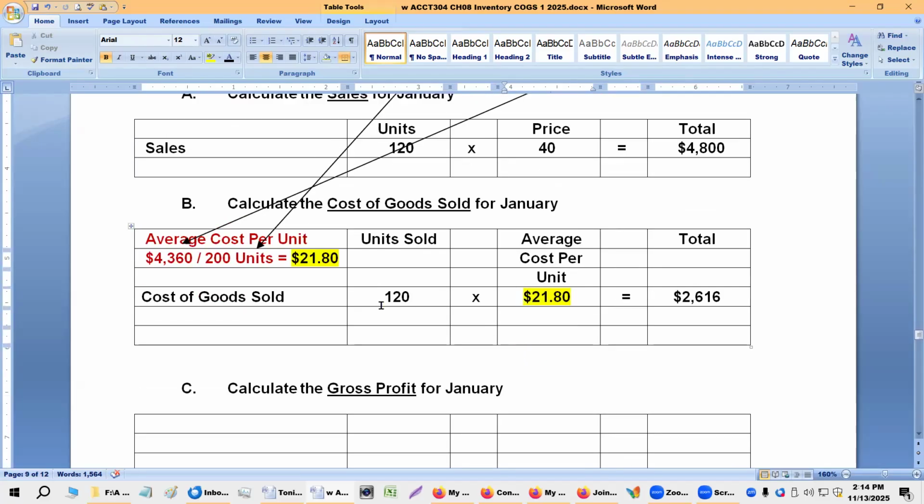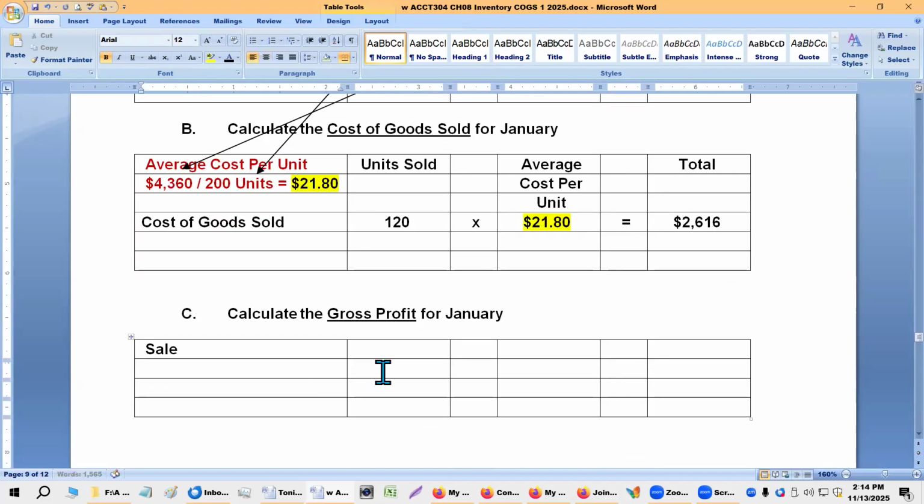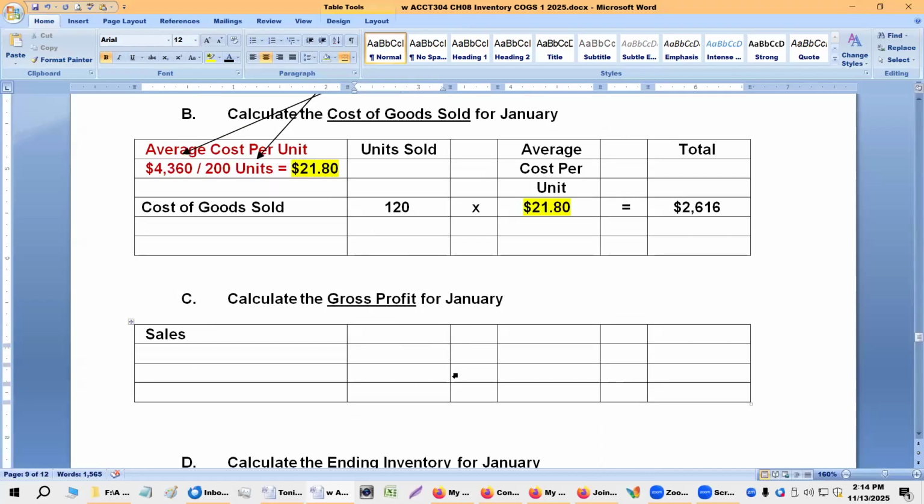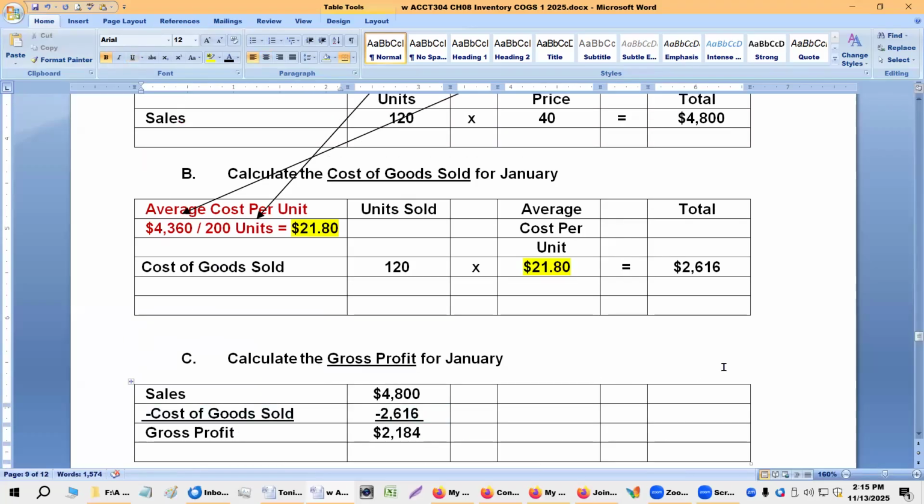Calculate the gross profit. Let's see, we had sales, 4,800, minus our cost of goods sold, which we just calculated was 2184, and so that'll give us our gross profit or our gross margin. Question on that?